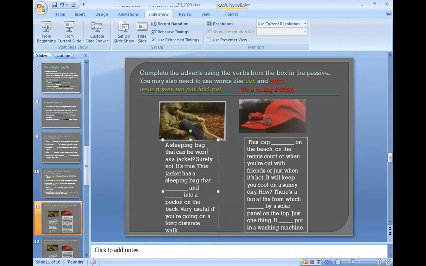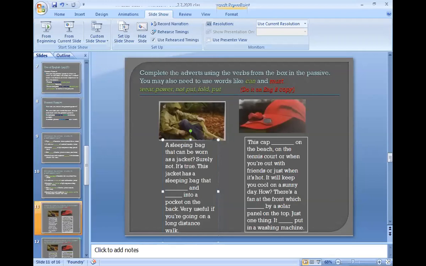Can be folded. My dear students, focus on the verb. We are not going to write fold. We are going to change it into the third form of the verb. So the correct answer is can be folded. Yes, good.